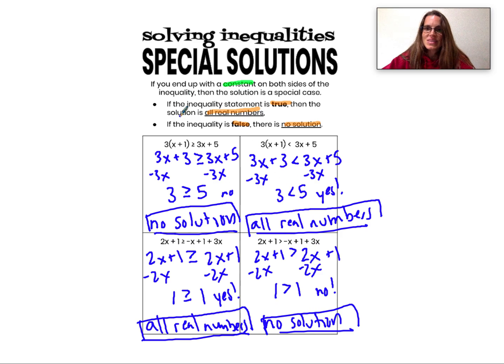To sum it all up, the special solution possibilities are the same for inequalities and equations. We can have an all real number special solution or no solution. Special solutions occur when there's a constant on each side of the inequality. What's different is I can't just memorize a rule. I need to look at my inequality statement with the two constants and think if it's true. If it's true, my special solution is all real numbers. If it's not true, no solution.